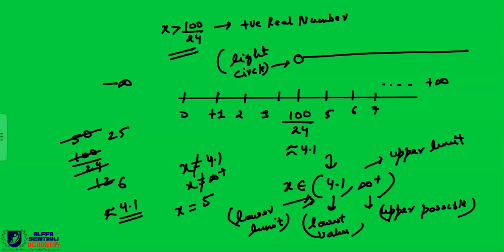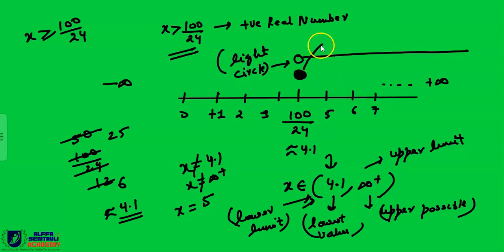Now, if we have understood the concept of open interval, let us understand the concept of closed interval. Let's suppose, in a closed interval, apart from x greater than 100 by 24, it will be given like this: x is greater than or equal to 100 by 24. It means that x can be greater than 100 by 24, but it can also be equal to 100 by 24. It means that now you have to include this 4.1 in your solution. So how will you include it? You will take this as a dark circle. So this is your dark circle.